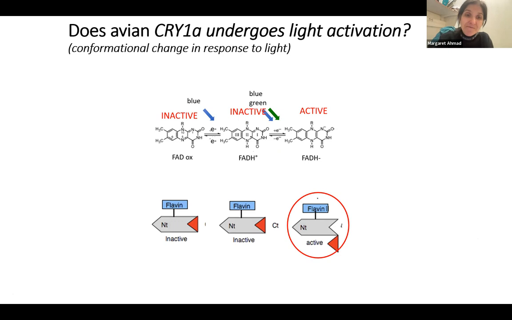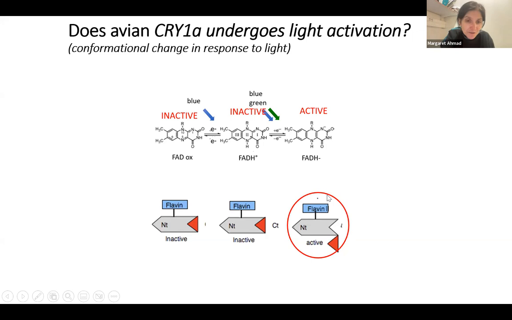On the top panel, you see that in the inactive state, flavin is oxidized, then it is reduced by light. In the case of the robin cry or the bird cry, both blue and green light can activate cryptochrome. So we presume that the active state is the fully reduced redox state. On the bottom panel, you see what happens to the C-terminal domain.